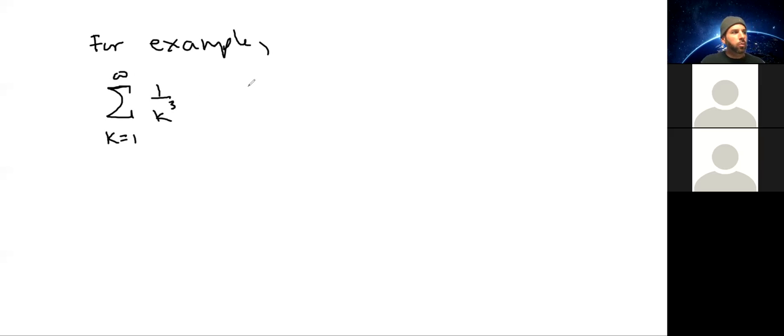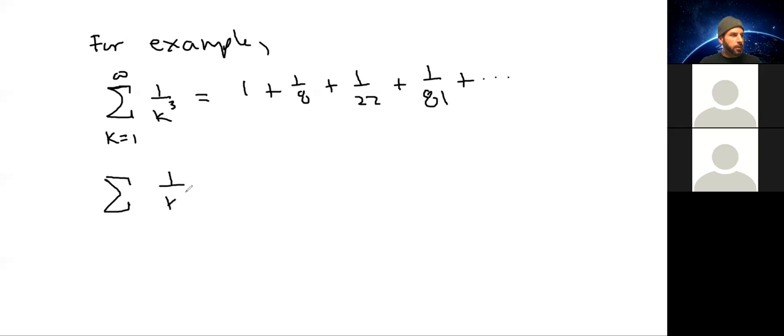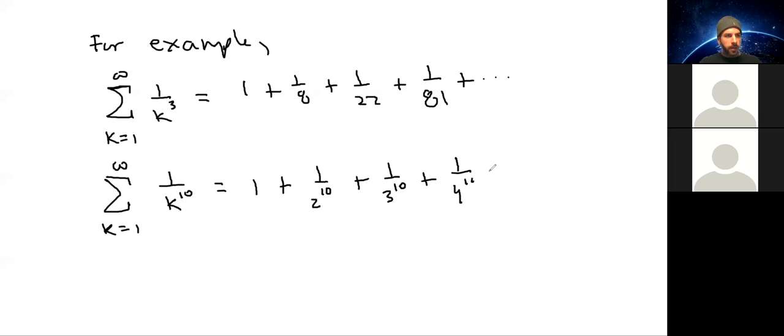What is this? This is 1 plus, when k is 2, you get 1/8. When k is 3, you get 1/27. When k is 4, you get 1 over 64. This converges. Now take 1 over k to the 10th. This would be 1 plus 1 over 2 to the 10th, plus 1 over 3 to the 10th, plus 1 over 4 to the 10th. Both of these converge.